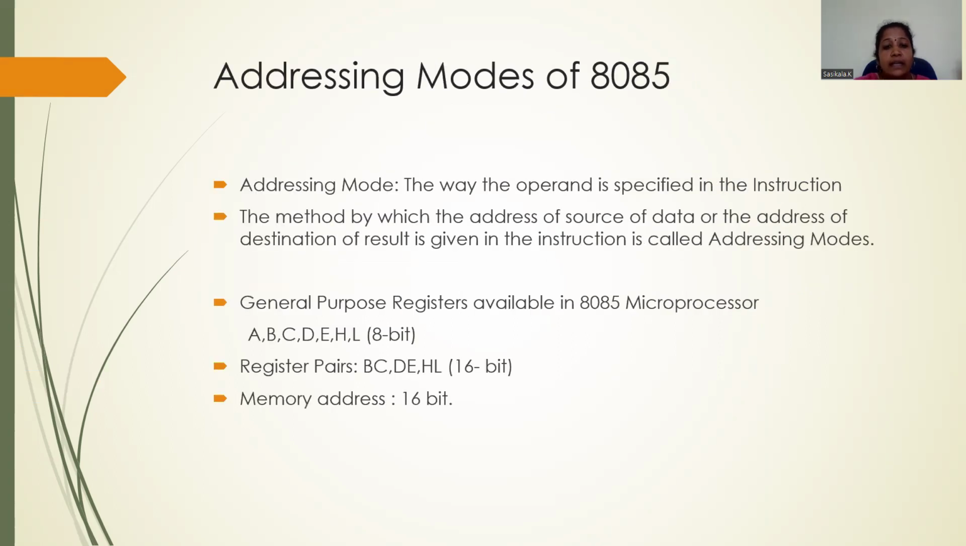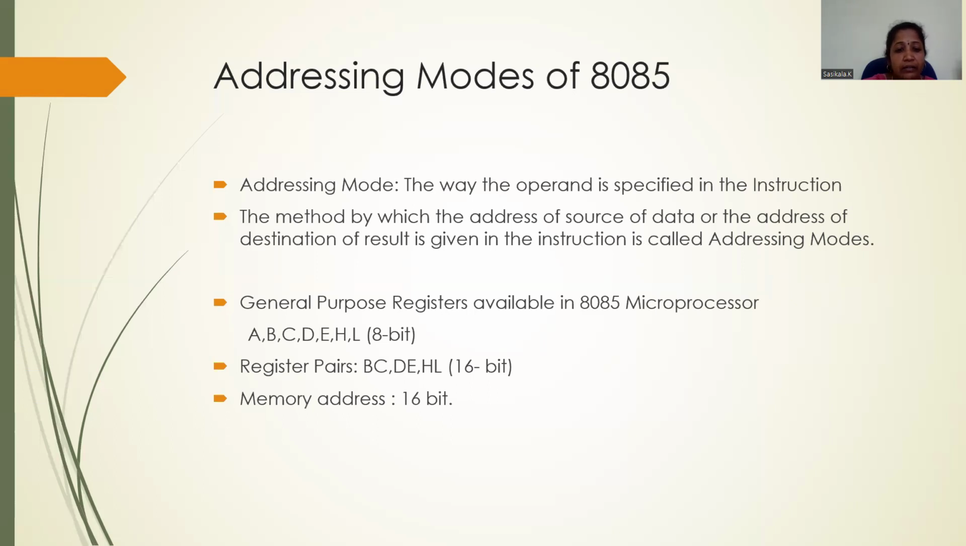Now, what is an addressing mode? The addressing mode is the way the operand is specified in the instruction. Operand means data. So how we specify the data in an instruction is called an addressing mode. The method by which the address of the source of data or the address of the destination of the result is given in the instruction is called addressing mode.